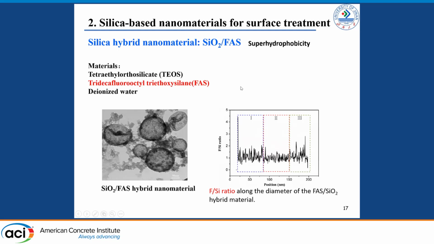silane. So can we achieve superhydrophobicity by varying the components? The answer is yes. To do that, we selected FAS, a kind of fluoro-type silane, and then in the same way we use TEOS as the precursor and the silane as the organic component, forming this hybrid nanomaterial with a size of about 100 nanometers. From the element ratio distribution in the direction of the diameter, we can see that it's a core-shell structure.